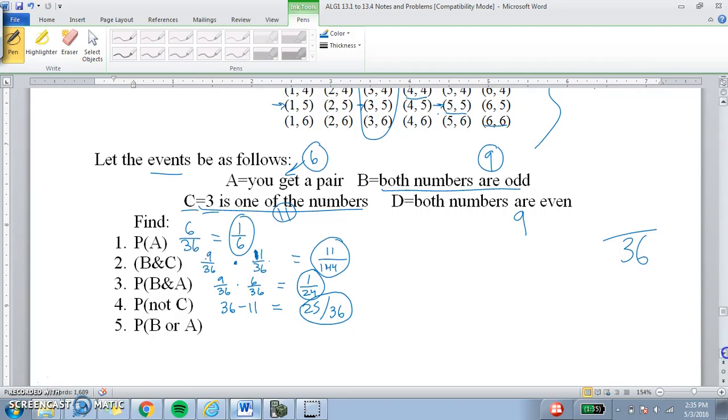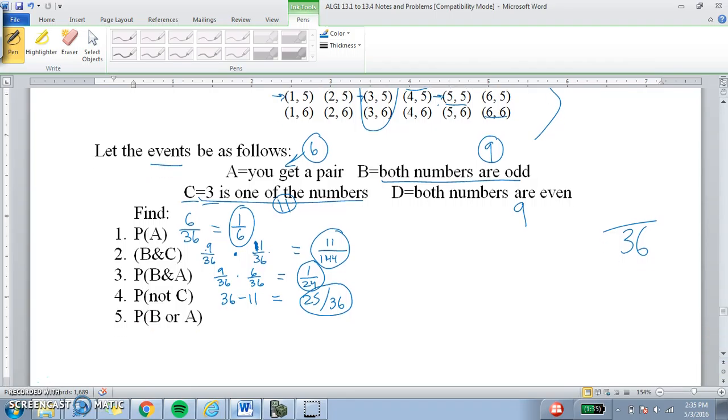All right, and finally, B or A. Okay, so we haven't done an OR statement yet. So OR is where we add the probabilities together, and we also have to subtract any overlap. So we'll talk about what that means. So event B is both numbers are odd. Event A is that you get a pair. So the individual probabilities, B is 9 out of 36, which we've talked about. A is 6 out of 36. Okay, so we have to add those together, but we also have to subtract any overlap. So overlap means when both of those things happen. So both the numbers are odd and they're a pair.